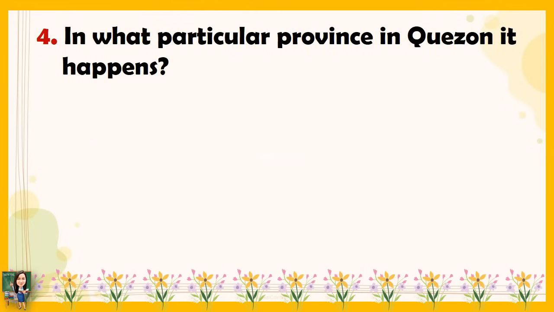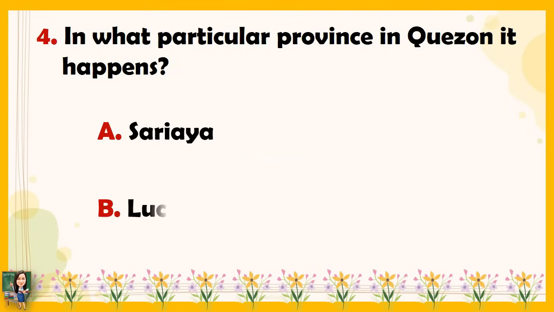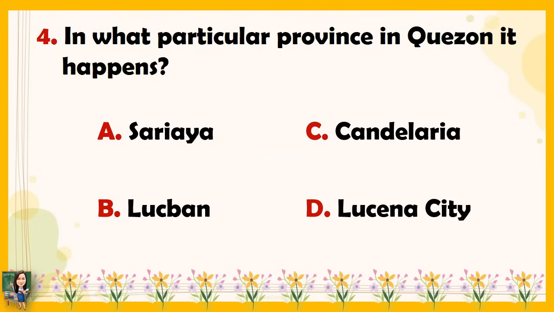Number 4. In what particular province in Quezon did it happen? A. Sariaya. B. Lucban. C. Candelaria. D. Lucena City. What is the correct answer? Very good. The correct answer is letter C, Candelaria.